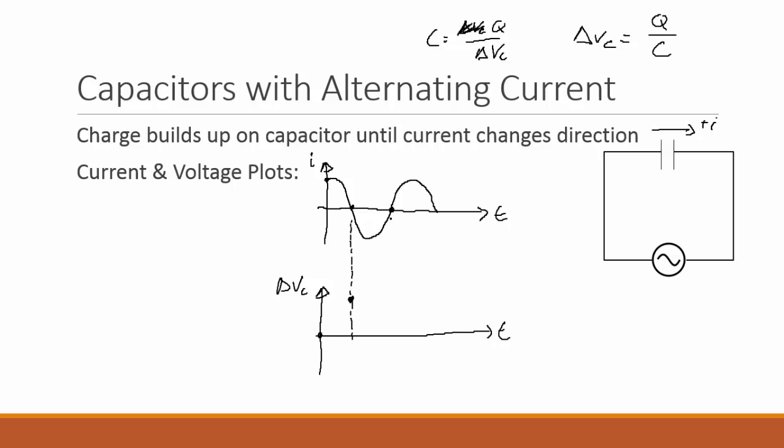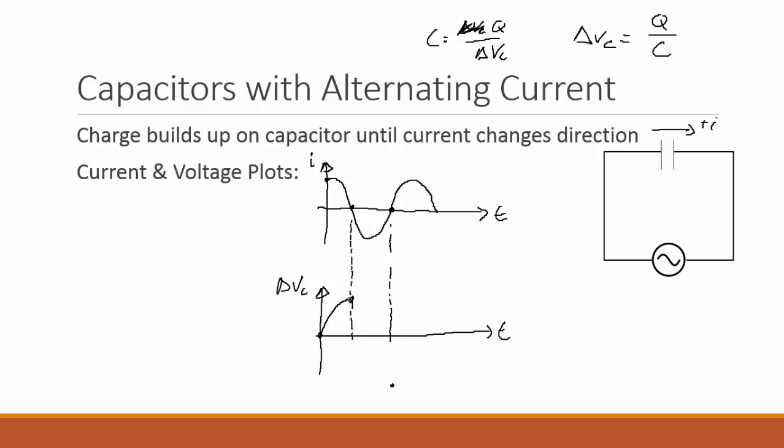So that's at this moment. Originally, it built up from no charge, and maxed out at the moment where the current switched direction. Then what's going to happen is this will continue to go down until it reaches a minimum when the current then flows in the other direction. The reason why it's going to be negative is because this positive charge is going to run out, and then it's going to start to become negative as charge is continuing to be pulled off on that side.